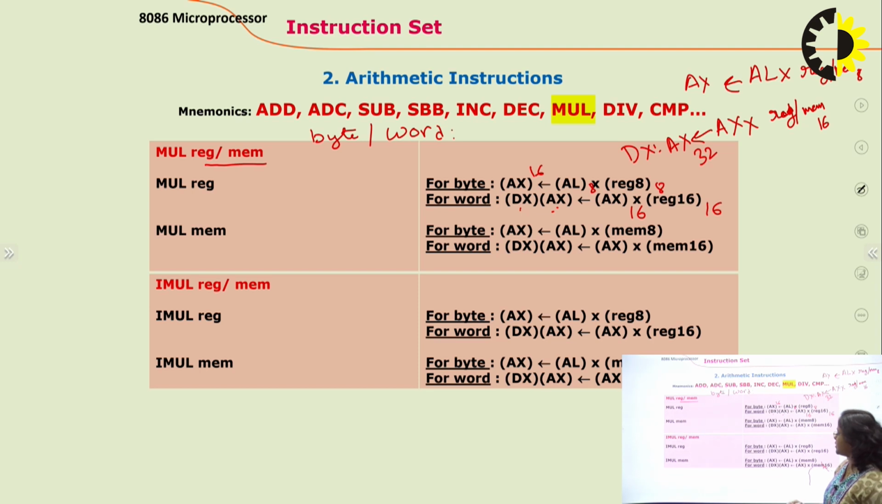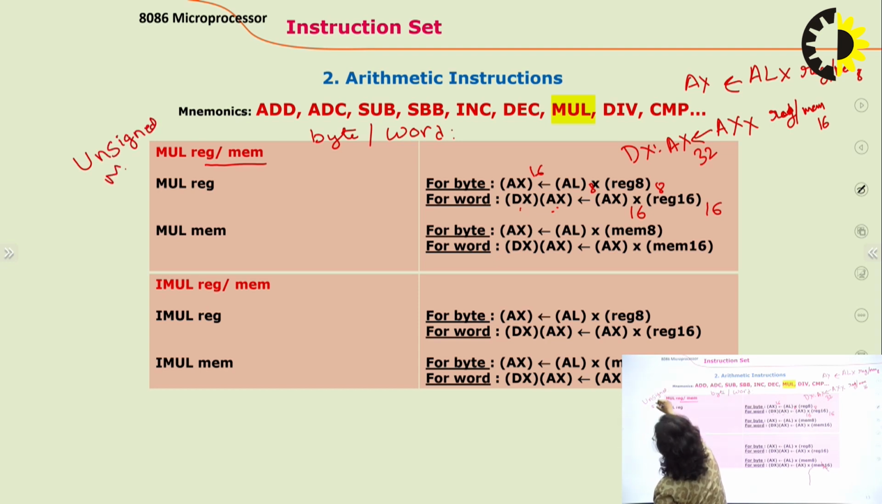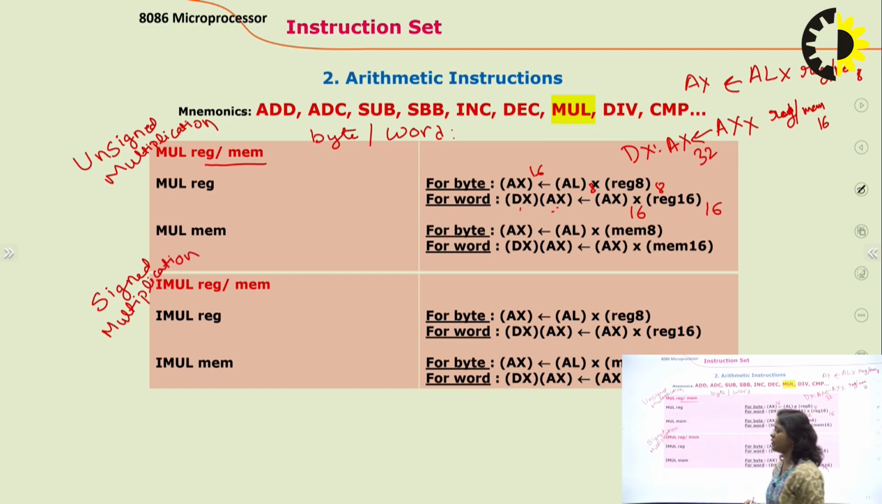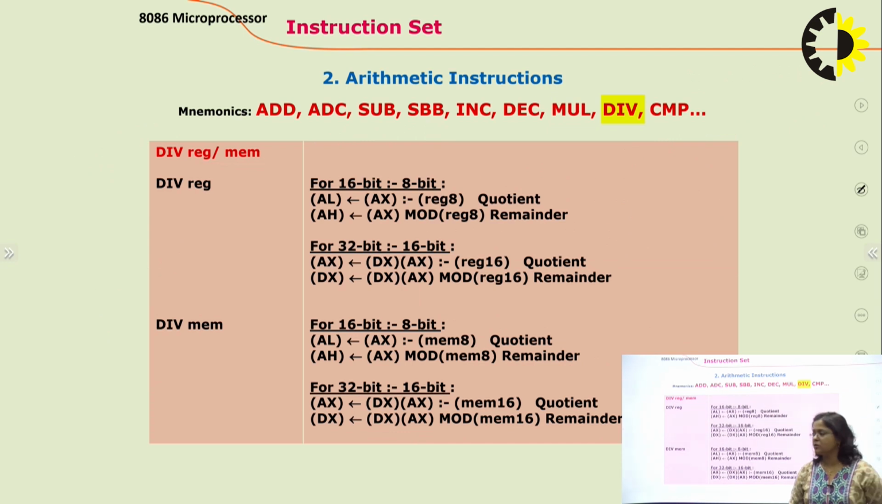MUL and IMUL work in exactly the same manner, but the MUL instruction is basically unsigned multiplication, whereas IMUL is signed multiplication. All remaining things are the same, that is, for signed numbers we write IMUL, whereas for unsigned numbers we simply write MUL. Next is the divide instruction.